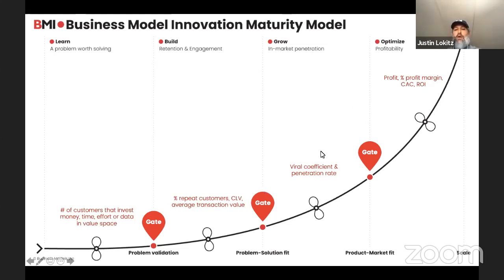At some later gate, you want to find out what the penetration rate is. At some later gate, you want to find out what the profit margin is. But you don't care about these things all together at the very beginning. You just care about one at a time.